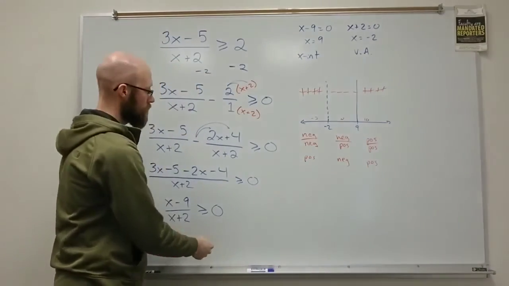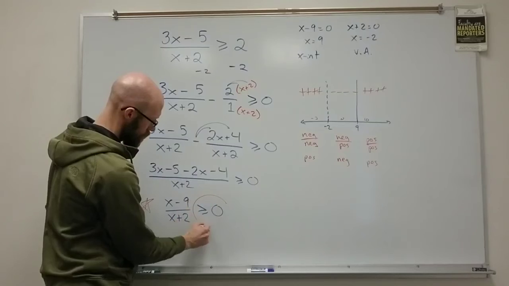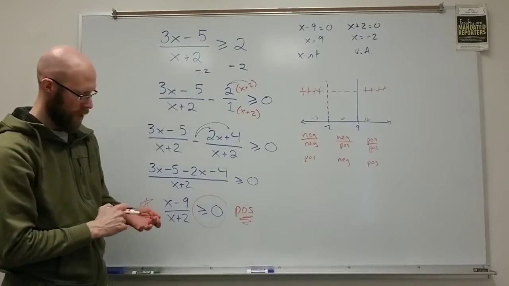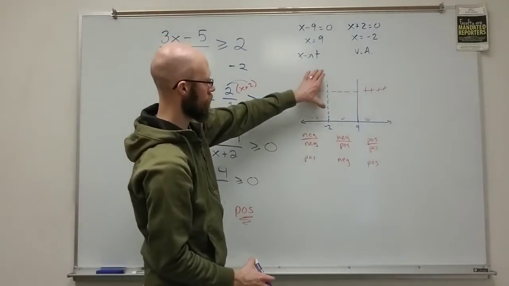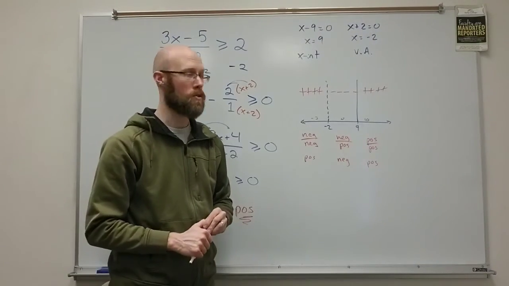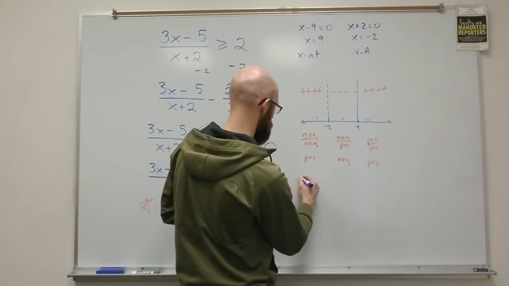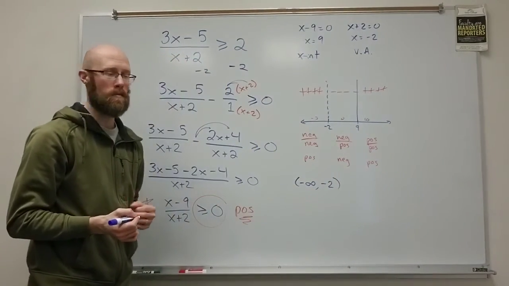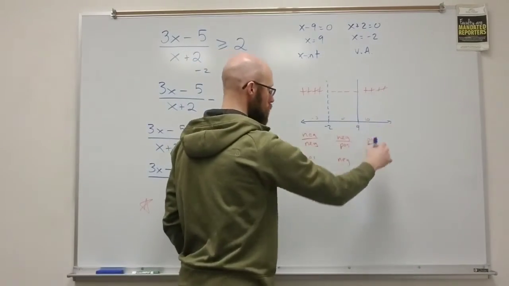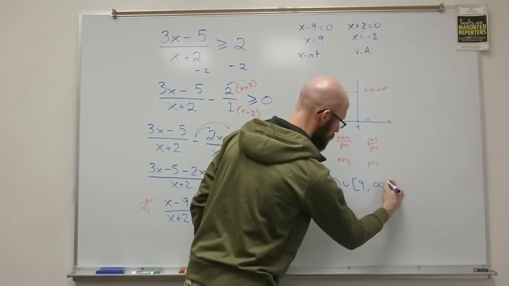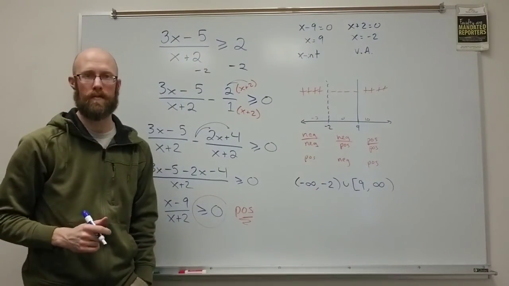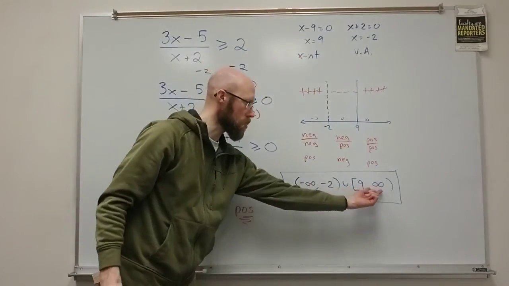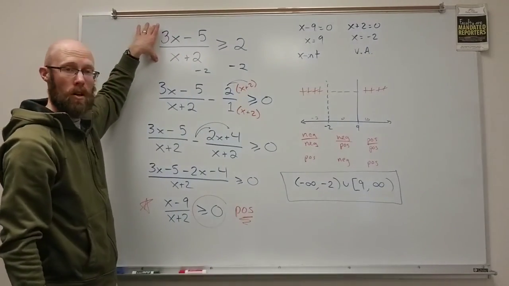Now, in my final answer, I'm looking for all values greater than or equal to 0. So those again are the positive ones. And so when I look at my intervals here, I've got two intervals that will work for solutions. They are everything less than -2. Again, excluding the -2 because it's a vertical asymptote. And then everything greater than or equal to 9, this time including the 9 because it is an x-intercept. Okay, so that gives us our final solution. Every x value in these two intervals will solve the original rational inequality.